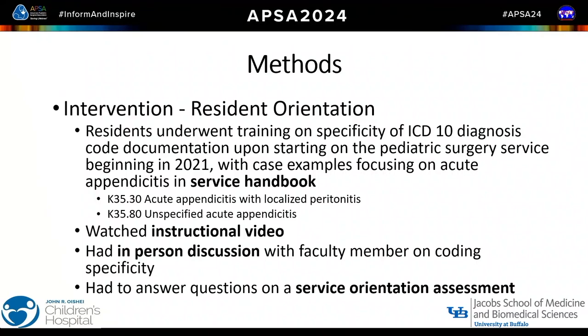For the resident orientation, the residents underwent training on ICD-10 diagnosis codes specifically for acute appendicitis. Within the program, the residents watched an instructional video. They had an in-person discussion with a faculty member on coding specificity, and they also had to answer some questions on a service orientation assessment at the end.